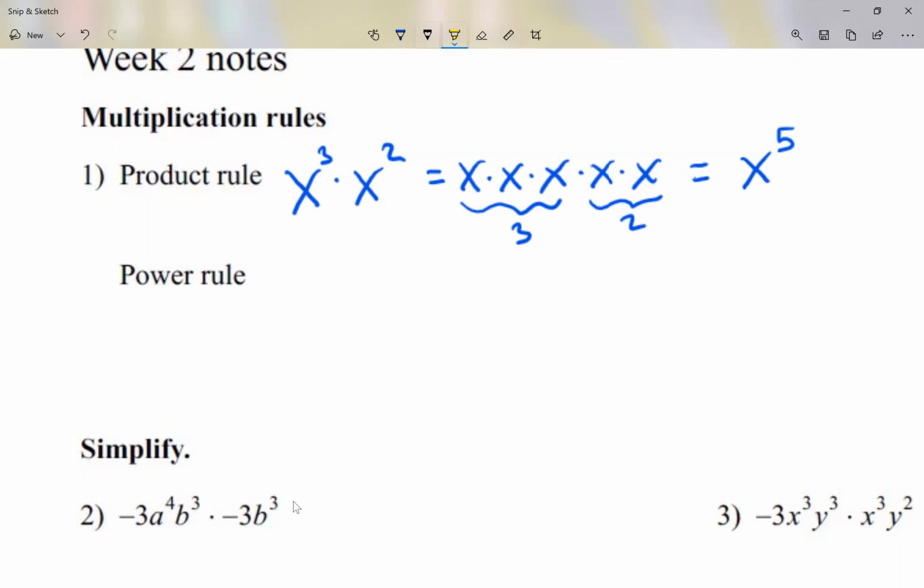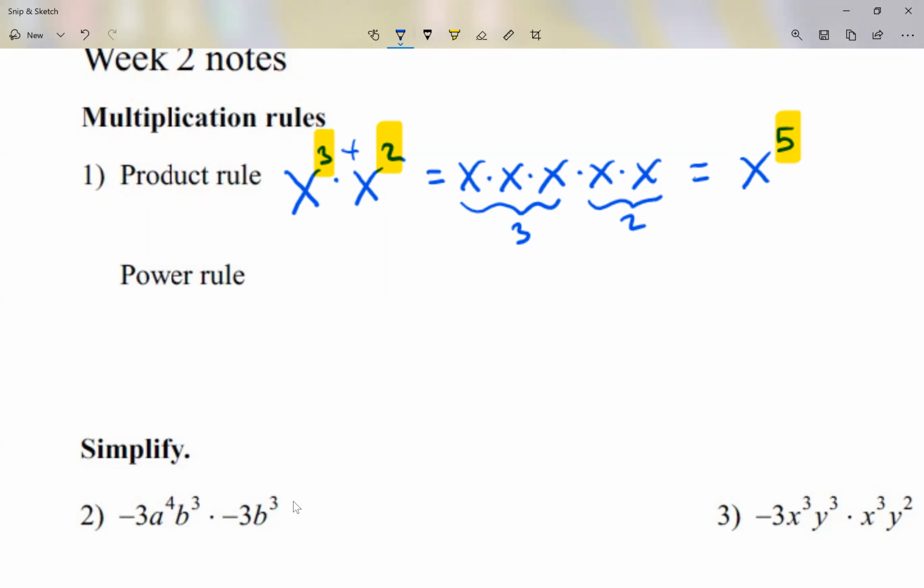Now, the interesting part of the product rule, looking at the numbers 3 and 2, we could have come out with the 5 initially if we would just add the exponents. So when we're multiplying, you're just going to add the exponents.